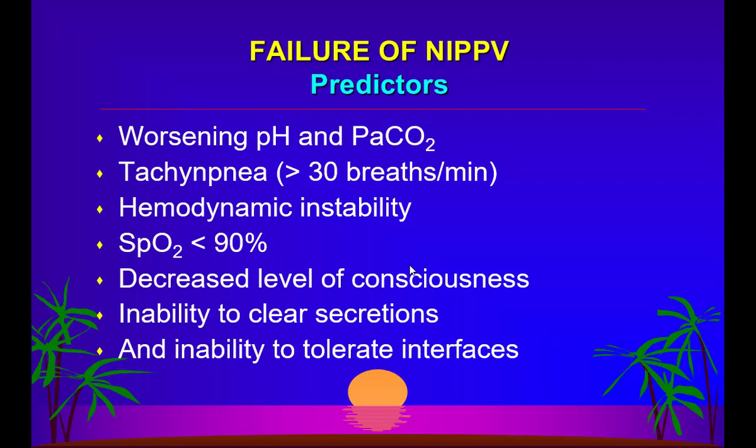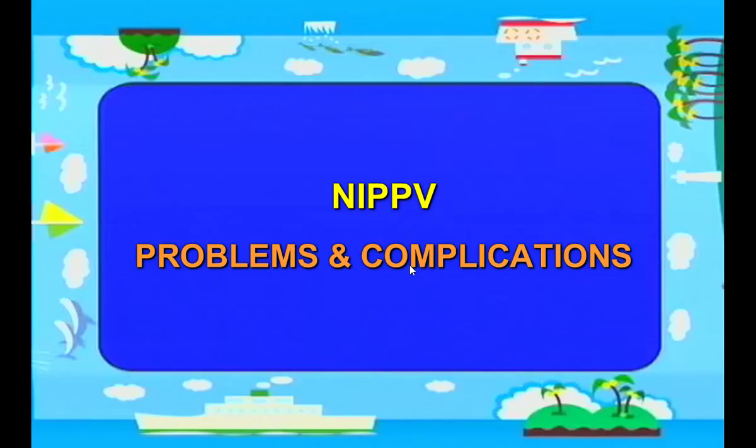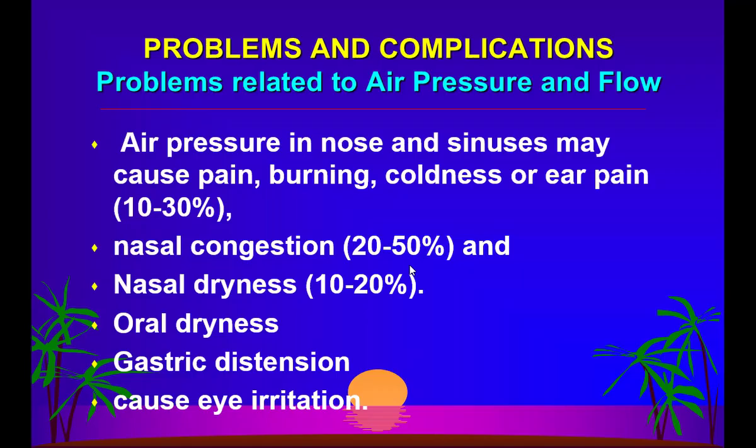The failure would be if there is a worsening pH, the tachypnea is persisting, there is hemodynamic instability, oxygenation is not adequately maintained, there is decreasing level of consciousness, inability to clear secretions, and inability to tolerate the interface. So these are the signs that it is failing. And once it is failing, your ABG is not satisfactory, please do not drag this patient on non-invasive ventilation, right? This could be a disaster. Intubate that patient as early as possible.